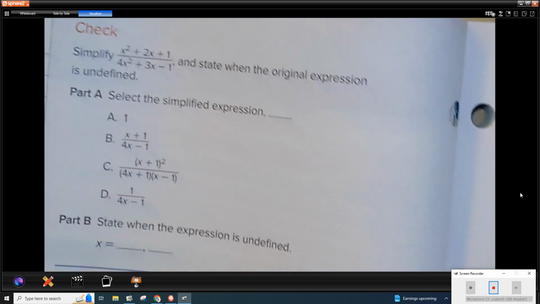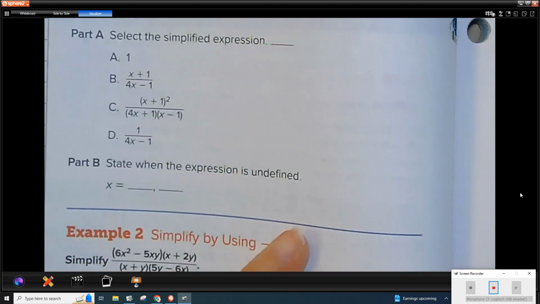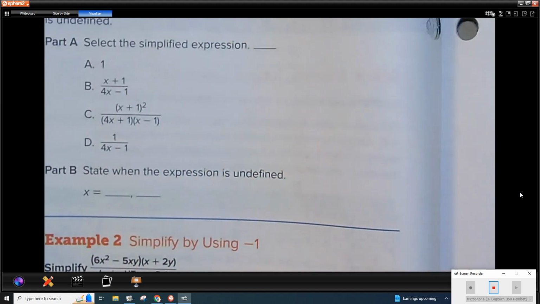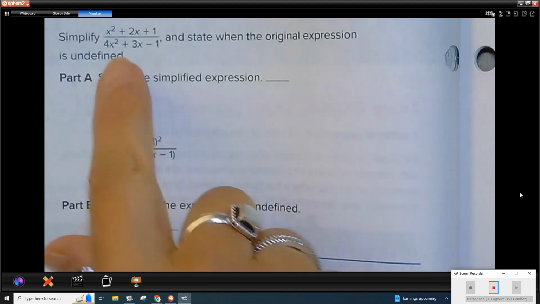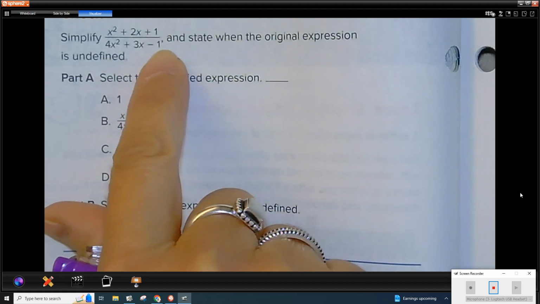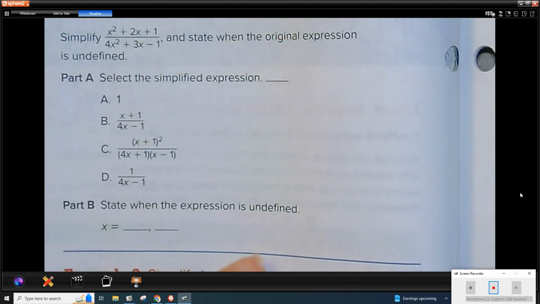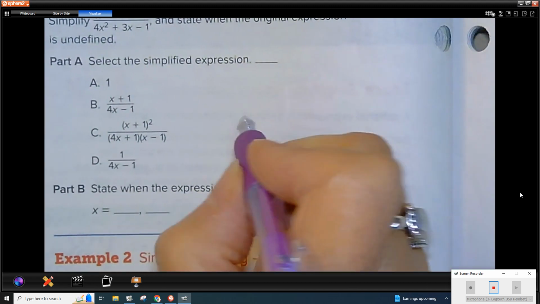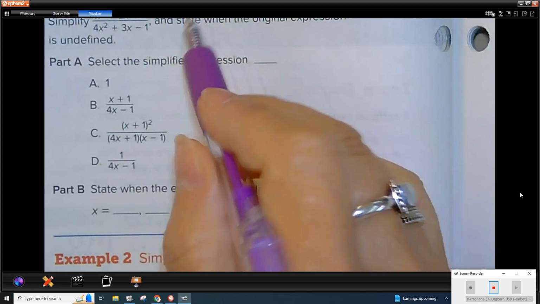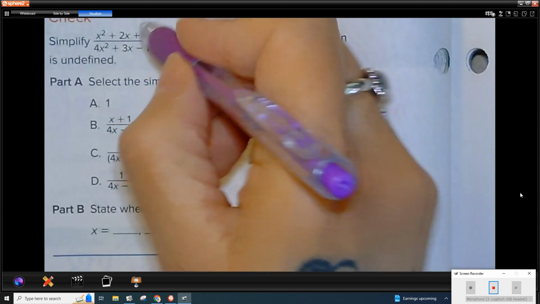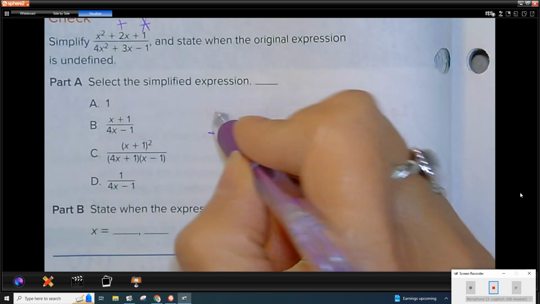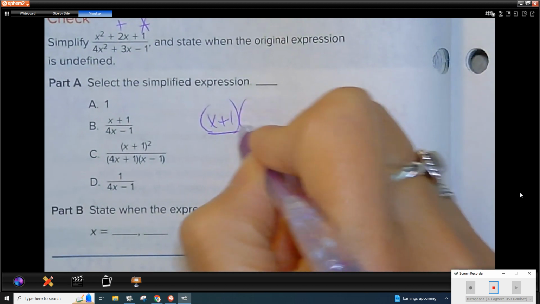For the check, let's write it over here. So the original, I can't tell what it has to be 0 to cancel out with that negative 1. So we have to factor it. The first one is what multiplies to 1 and adds to 2. Well, that's x plus 1 and x plus 1.